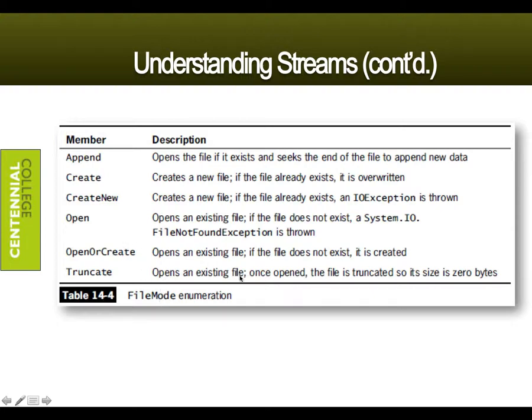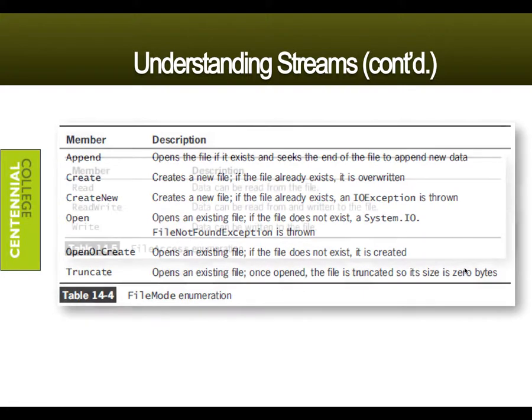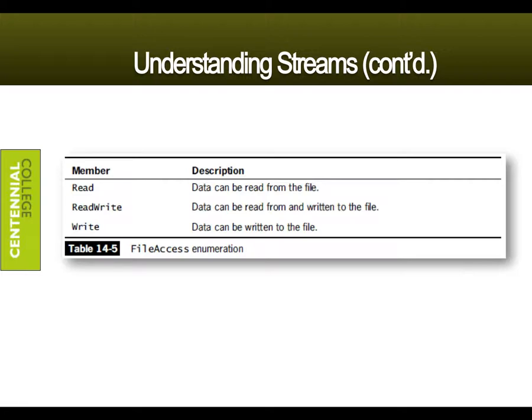Truncate opens an existing file, but once it's open, the file is truncated to whatever size we indicate, in this case 0. Its size is 0 bytes. We kind of make it small. Here's read. We're going to read data from the file. Read write, which is we want to read from and write to the file. We can read and write to the file, or we can just write to the file. These are all different ways of, these are all members of the file access enumeration.